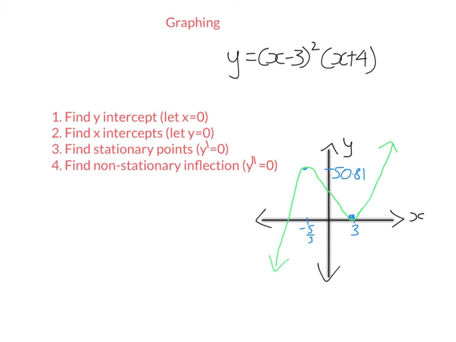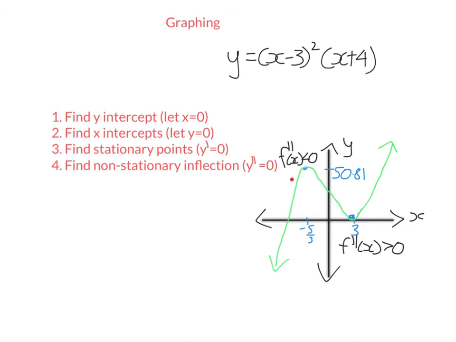So after you've found the stationary points, we need to find the second derivative. The second derivative tells us, firstly, whether the turning points are a maximum or a minimum, and it also allows us to find inflection points. The second derivative is negative at a maximum, and positive at a minimum. That's the second derivative test. You substitute the x values of your stationary points into the second derivative. If it's positive, the turning point is a minimum. If it's negative, the turning point is a maximum.